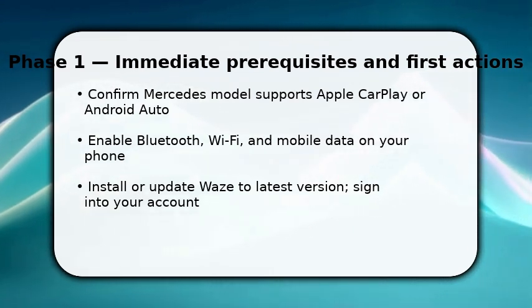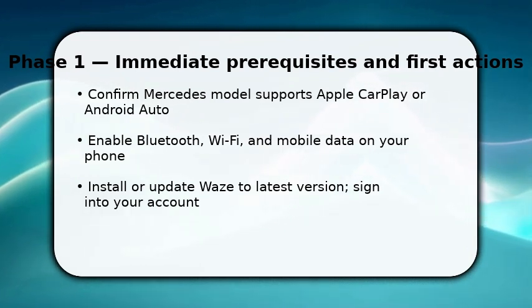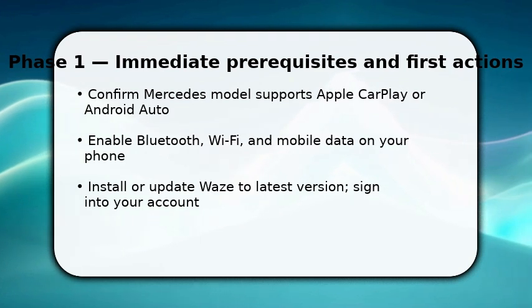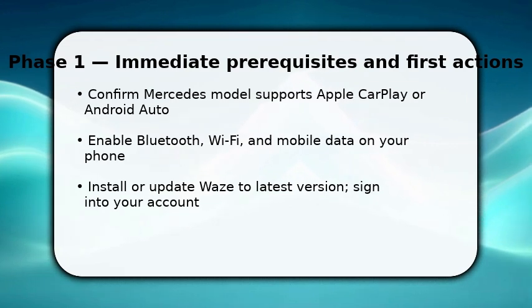Once done, open Waze and sign in. Make sure location permissions and background app refresh are allowed. Now, select the car's media or phone pairing menu. You're ready to initiate the actual connection step.